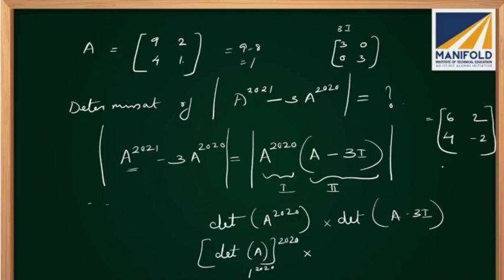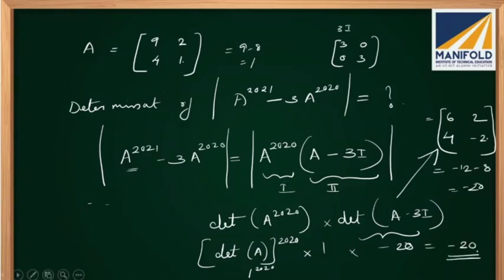Okay. So what is the determinant of this particular matrix? This is A minus 3I. 6 into minus 2, minus 12, minus 4 into 2, minus 8. So minus 12 minus 8, it is equal to minus 20. So this part is minus 20 and this part is 1. So the product answer is minus 20. This is the correct answer.